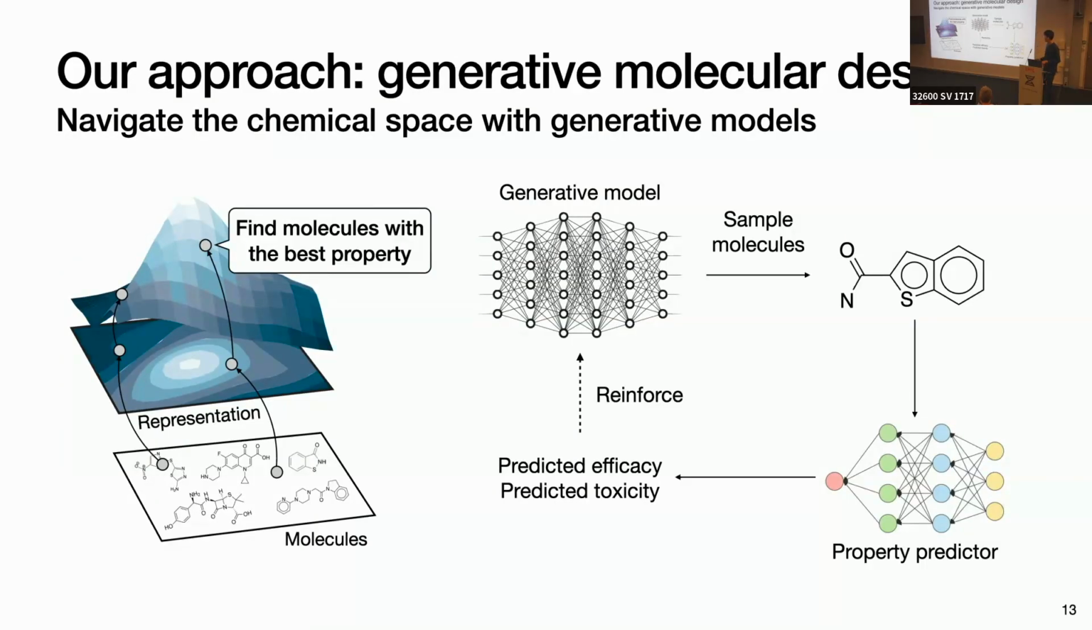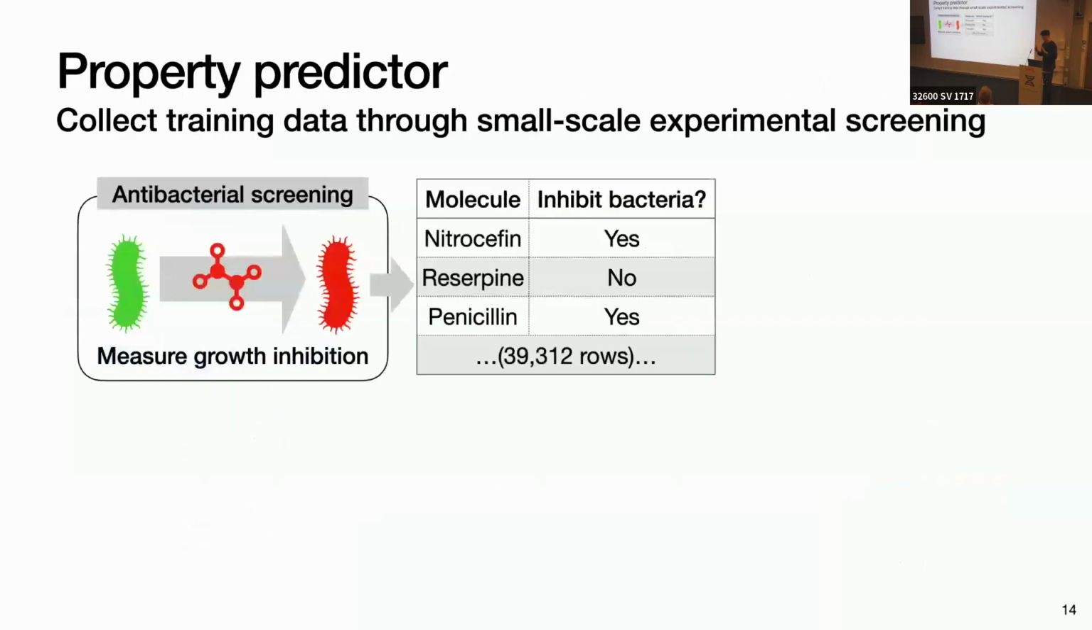So the key is how to build this generative model and also the property prediction model, which can evaluate the molecules that you design. I hope this loop is kind of straightforward. I will start with the general framework and then go through the methodological details. So let's look at the property predictors, right?